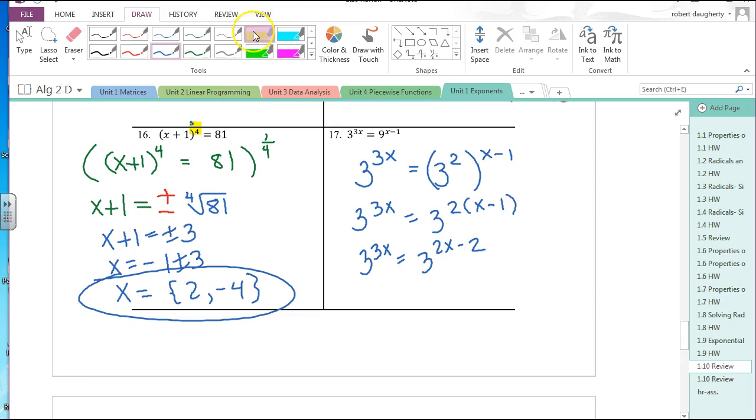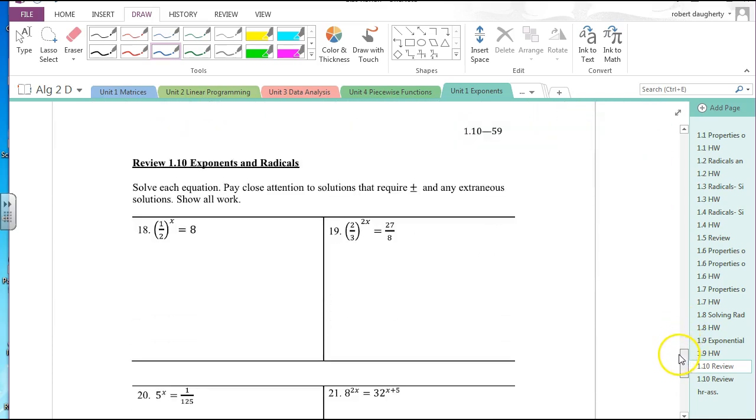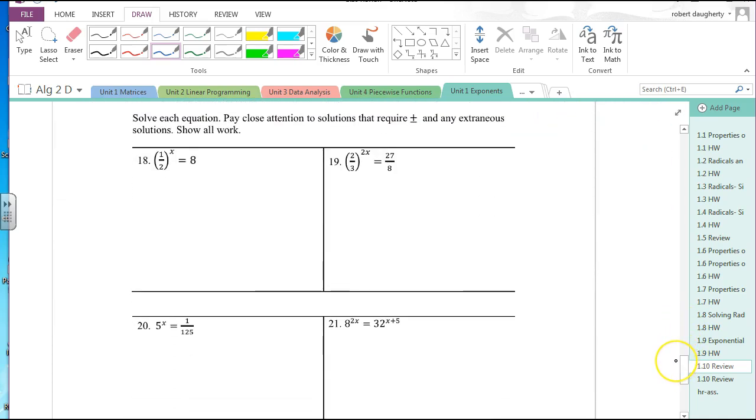Now I've got the same number on both sides raised to a power. That means that those exponents must be equal. So in setting those equal to each other, I find that 3x equals 2x minus 2. If I subtract 2x from both sides, I get x equals negative 2. That is the solution for that one. And we'll do a few more of those.